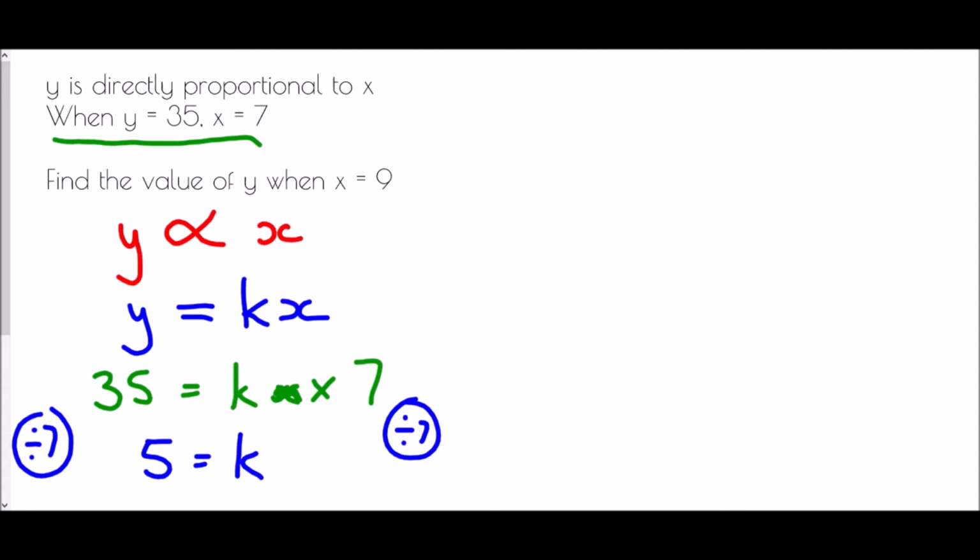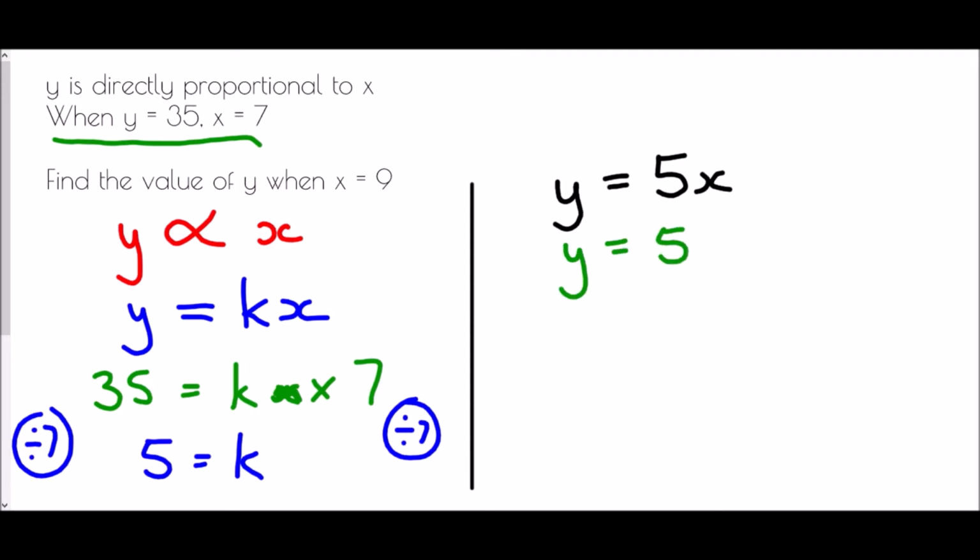And so this is stage 1 of the process complete. We're going to go to stage 2, using the formula that we've now created. We've been told that k equals 5, and so we can say that y is 5x. What that's saying is, no matter what x is, y will always be 5 times bigger. So find the value of y when x equals 9. Well, that means y is 5 times 9, and 5 times 9 is 45. And so there we go, we've solved our problem.